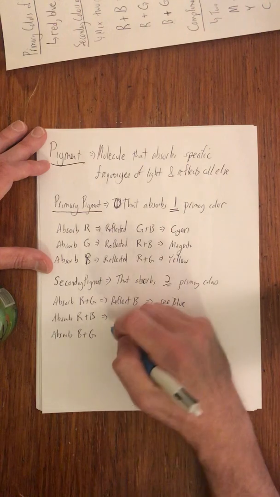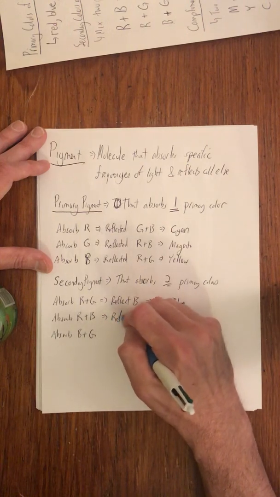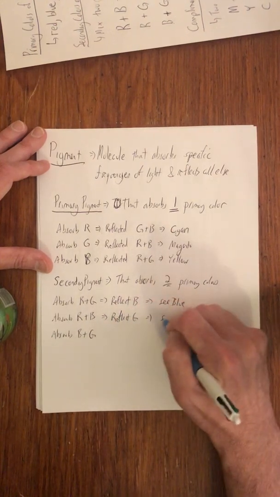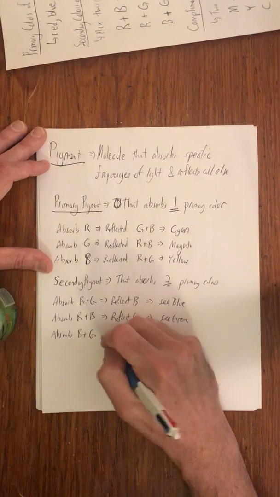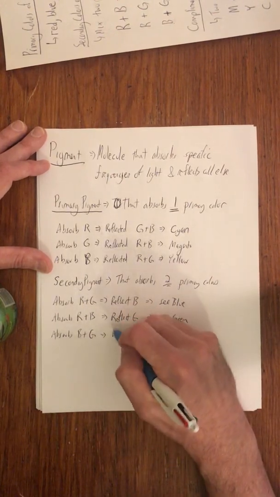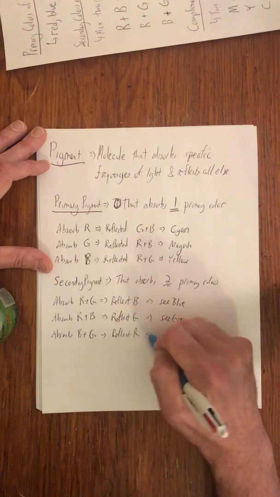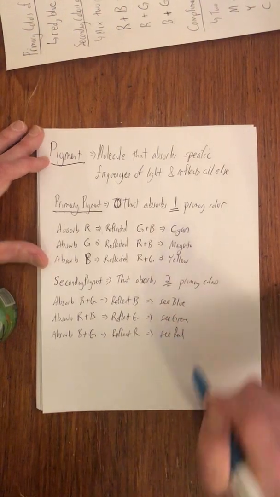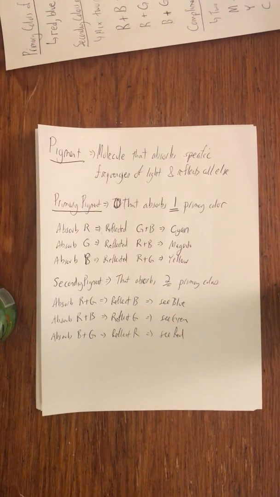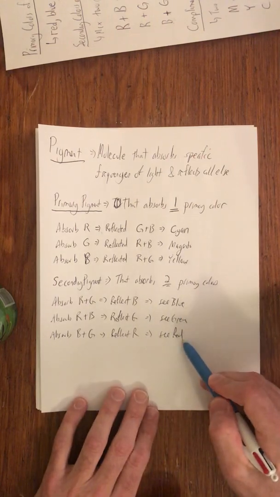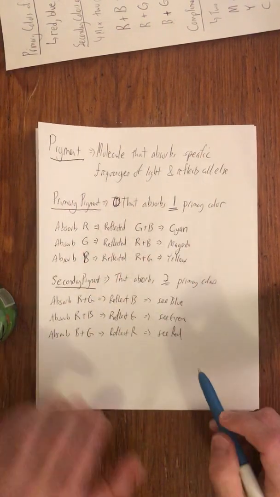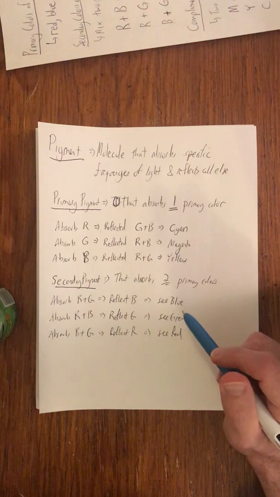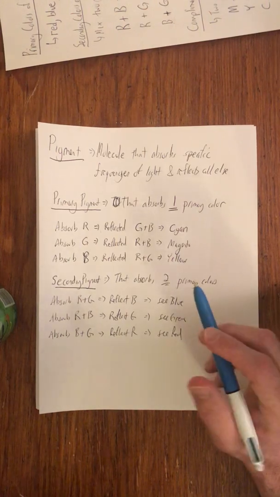Red plus blue, that must reflect green, therefore I see green. And then blue plus green, it must reflect red, therefore I see red. So that's what's going on. The blue, green, and red are secondary pigments because they're absorbing the other primary colors of light.